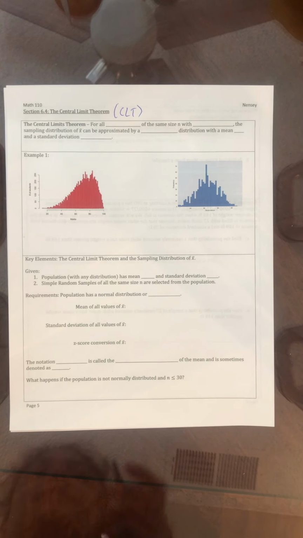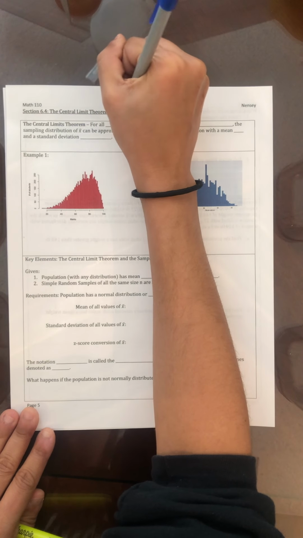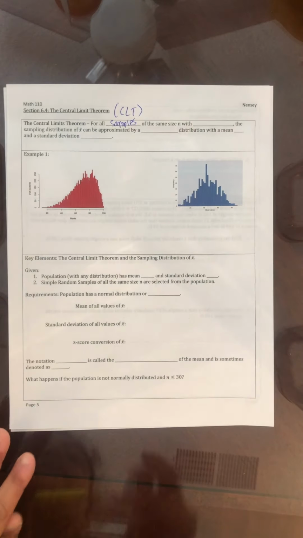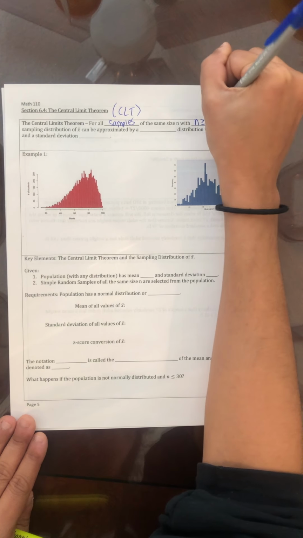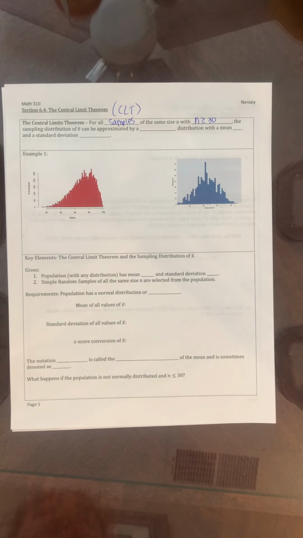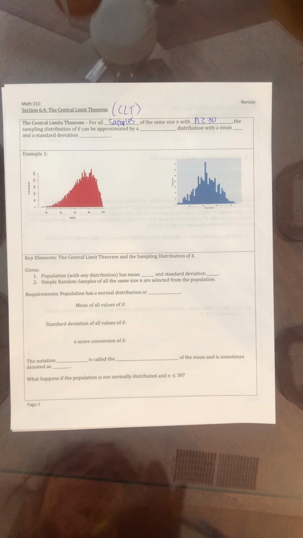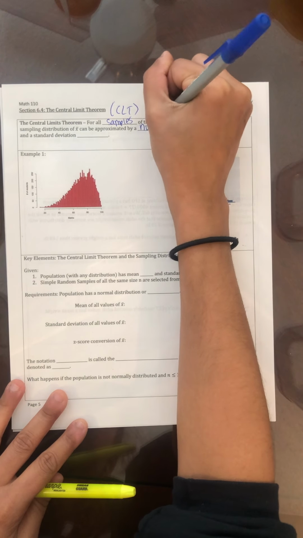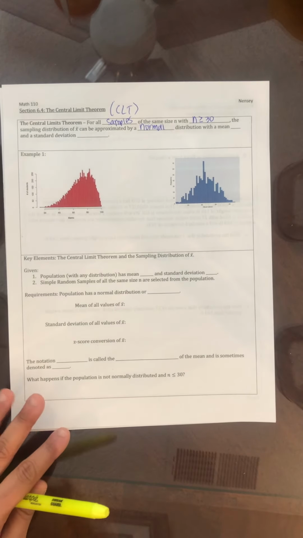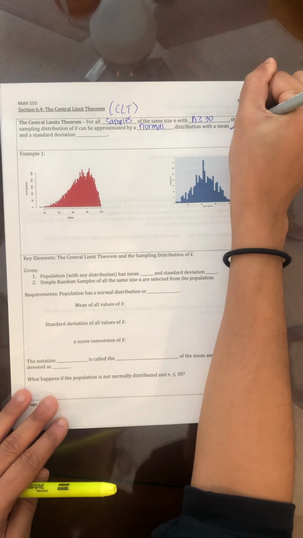And so what it is, it's for all samples of the same size n with n greater than or equal to 30. Now I use the equal to because it can be equal to 30. The sampling distribution of x bar can be approximated by a normal distribution with a mean and a standard deviation.